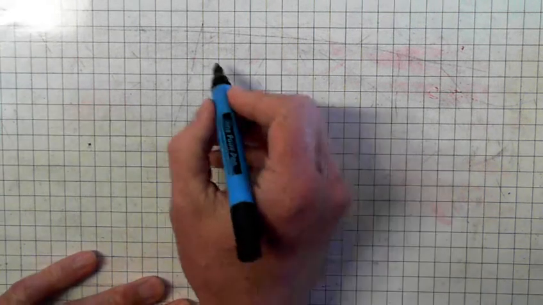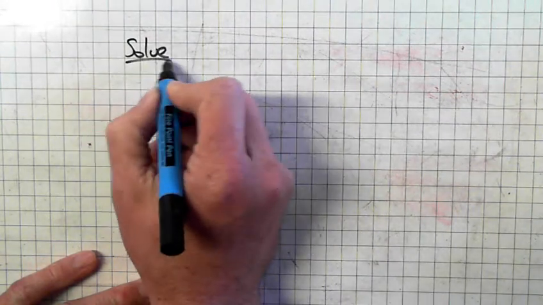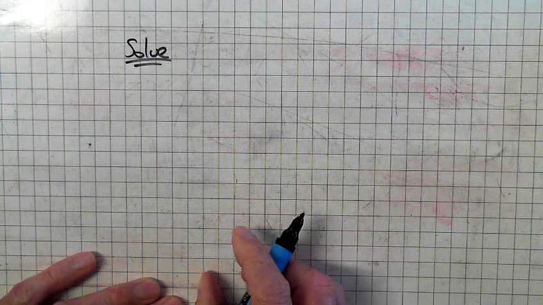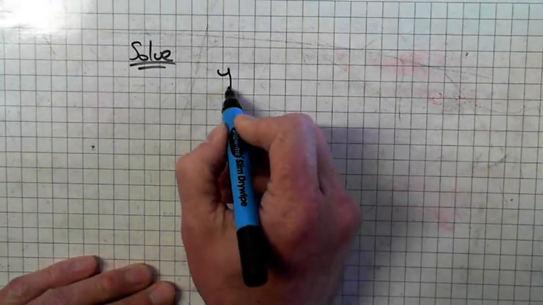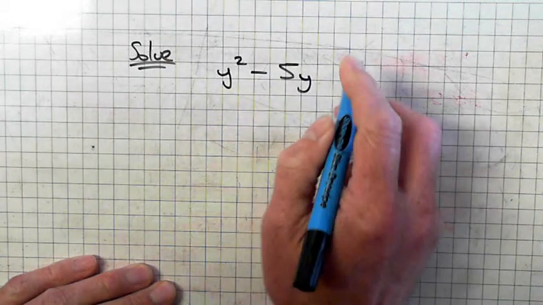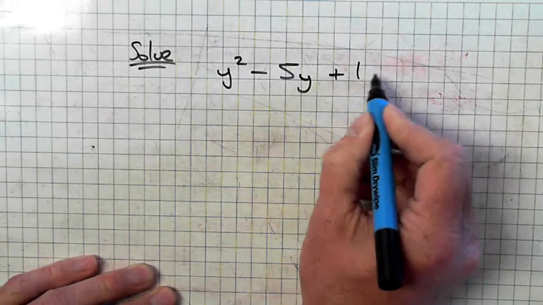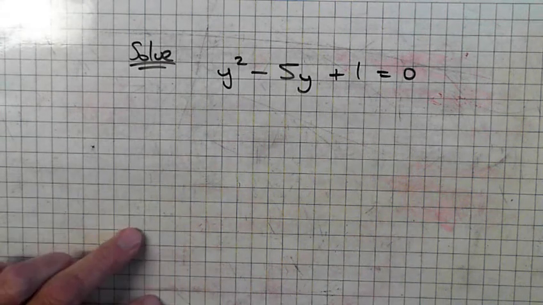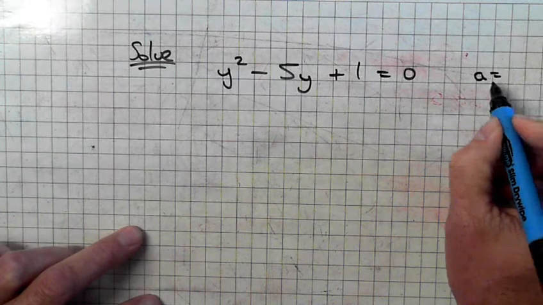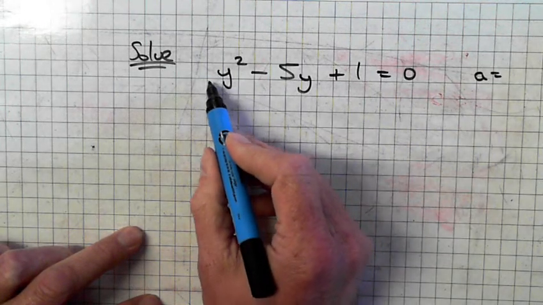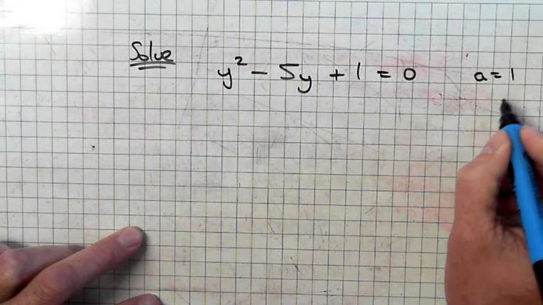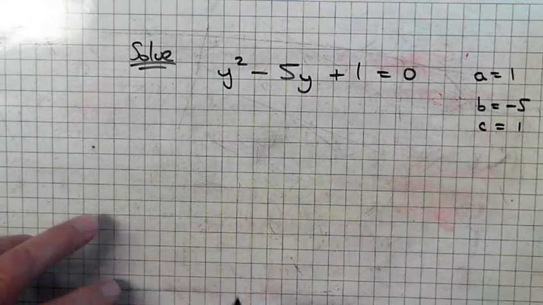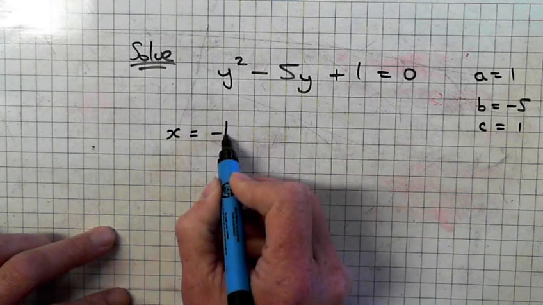Right. So the next one: solve. This one in the question says give your answer to 2 decimal places. So that means straight away use the minus b formula. So we have y squared minus 5y plus 1 is equal to 0. So what's a equal to? 1. b equal to? Minus 5. c? 1. Then you write out your minus b formula.